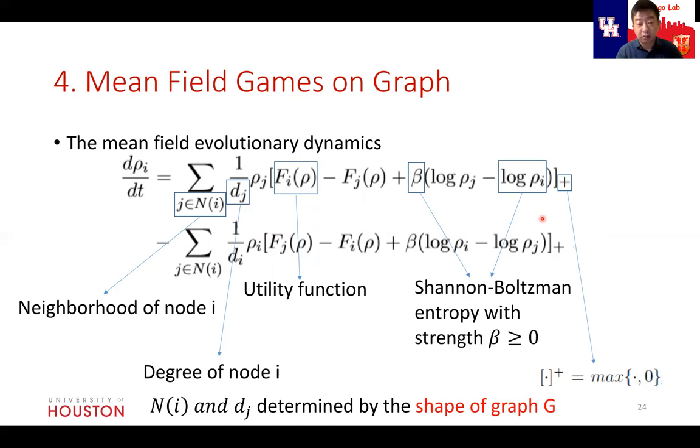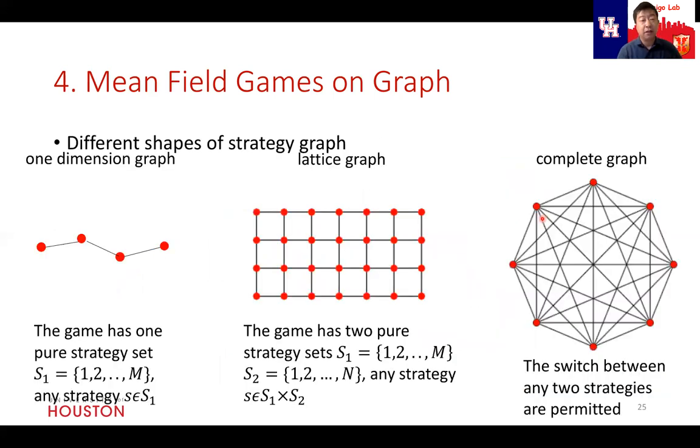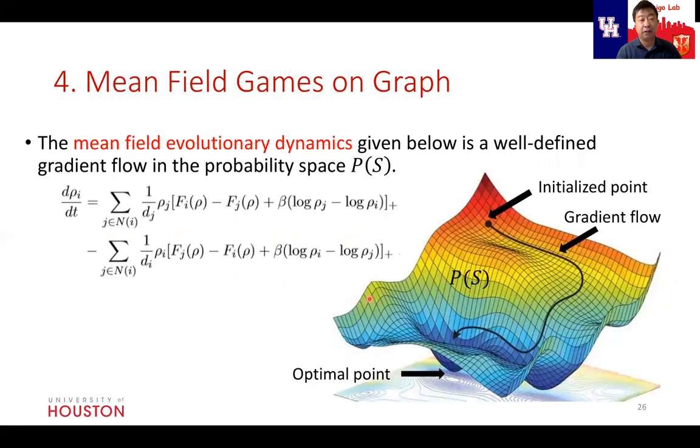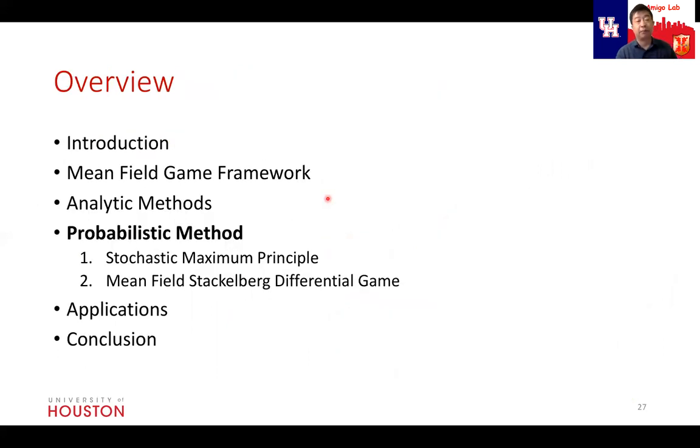So the shape of this graph will determine the final result. And here are different graphs: we have a one-dimensional graph, we have a lattice graph, and we have the complete graph. On those, we can have a nice closed-form solution. If not, we have to use a numerical method to achieve it. And also the mean field evolutionary dynamic over this, starting from the initial point, according to this evolution, can fall into some local optimum. So basically, this is the mean field dynamic graph game.